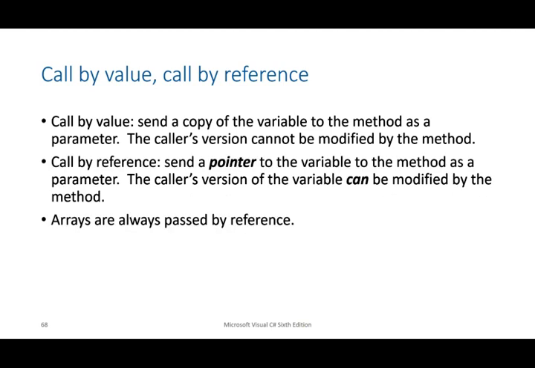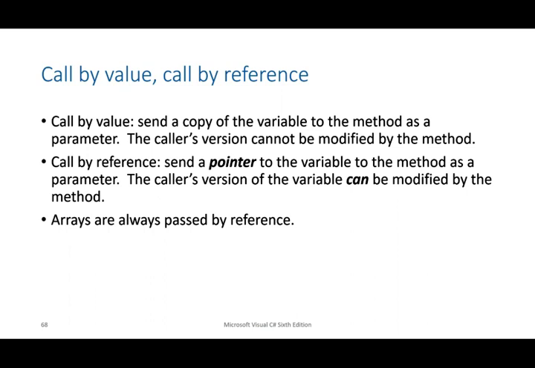And that's different from call by reference. If you do a call by reference, that means that instead of sending the value of the variable to the subordinate method or the called method, you're sending a pointer to the variable. So the effect of that is that when you change the variable in the called method, the variable is changed in the calling method as well, because they're both pointing at the same thing.